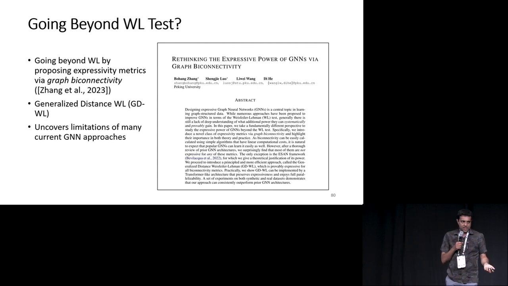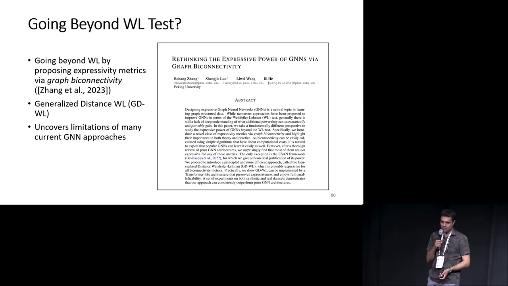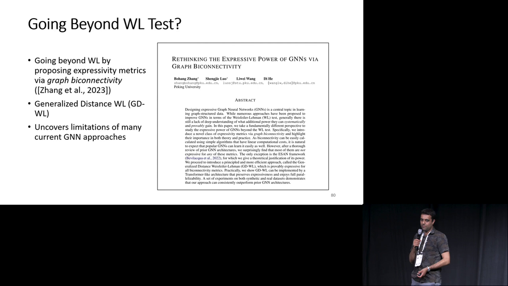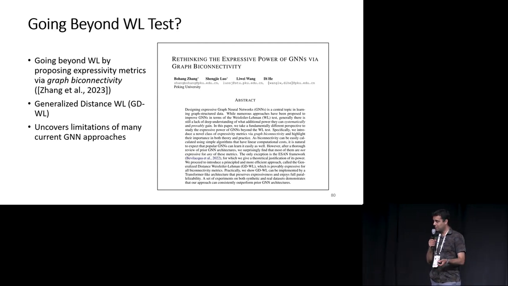So generally in the GNN world, we like to look at expressivity in terms of this WL hierarchy. There are some works that propose to look at things beyond this usual hierarchy. There's this interesting paper from last year, which actually proposes looking at biconnectivity metrics. So they argue that looking at WL is limiting in some ways, and they propose a new framework.